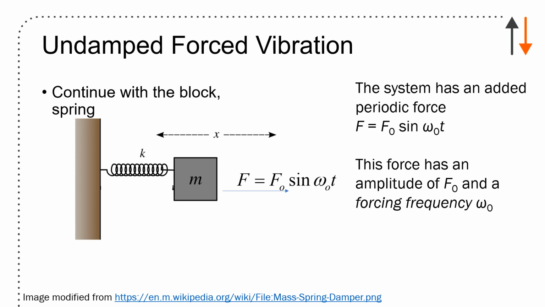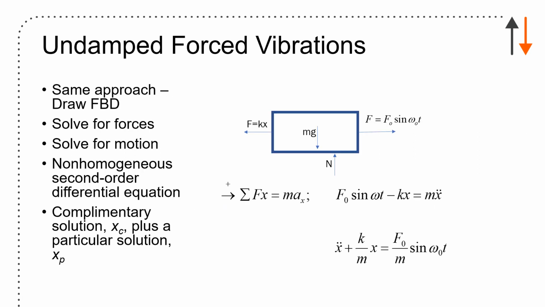Let's look at undamped forced vibration. So same system, same block. And I have here a system that, again, is on a floor. But I've added a forcing function of F naught sine omega naught t. The force has an amplitude of F naught and a forcing frequency of omega. So in undamped forced vibration, we do the same thing. We draw the free body diagram, solve for the forces, solve for the motion. We get a non-homogeneous second order differential equation. And the difference is we're going to have a complementary solution and a particular solution.